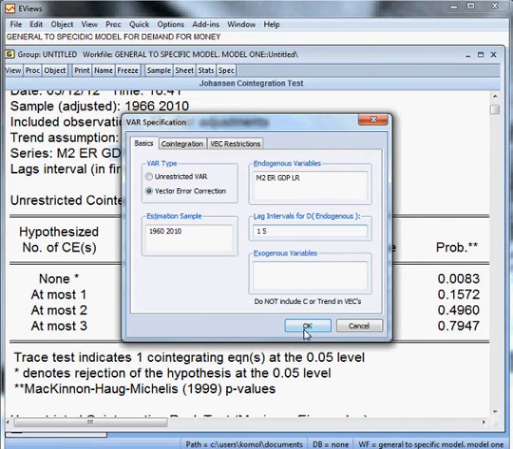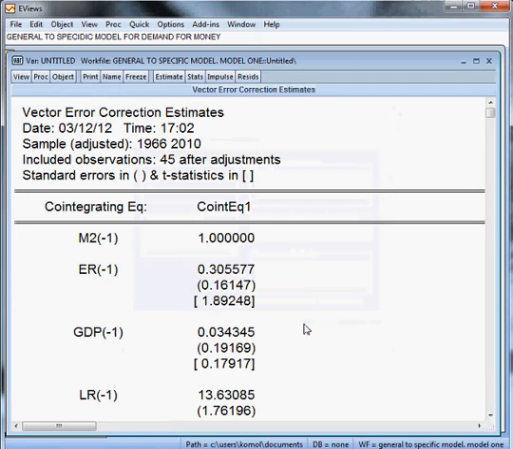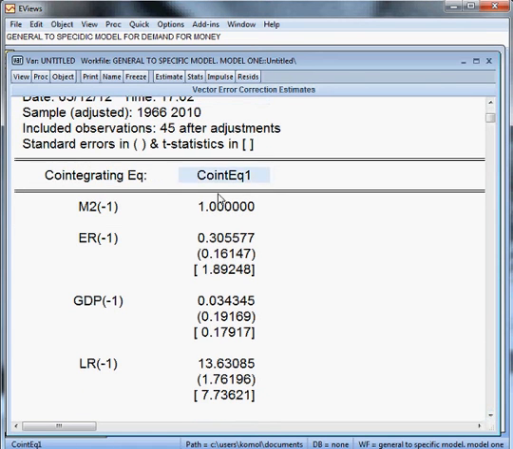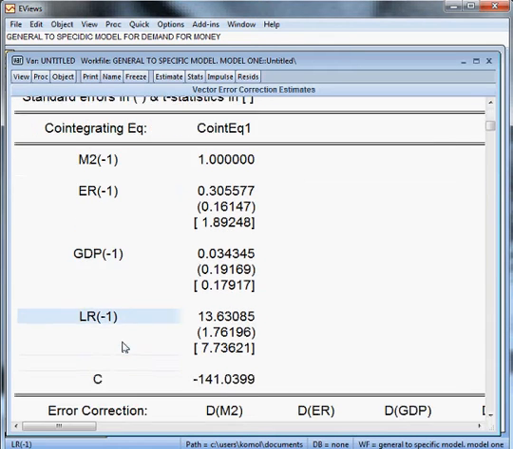So I run the model. Okay, this is my model, you can see. So this one is the vector error estimates, and this one is the co-integrated equation, and we have only one co-integrated model. M2 is the dependent, and ER lag 1, GDP lag 1, LR lag 1, all the three are independent variables.